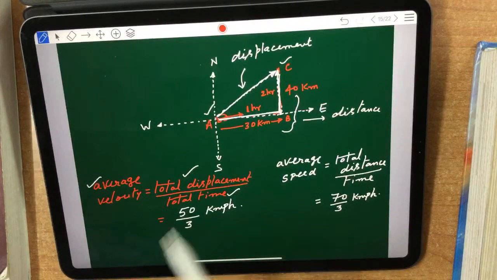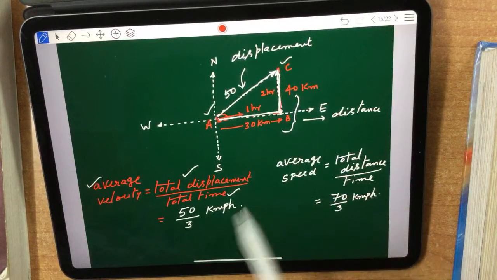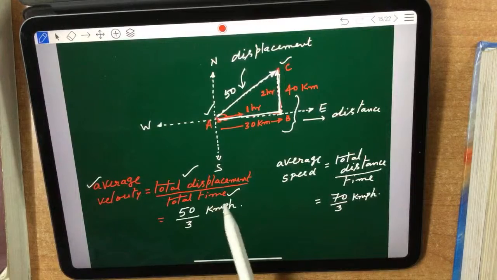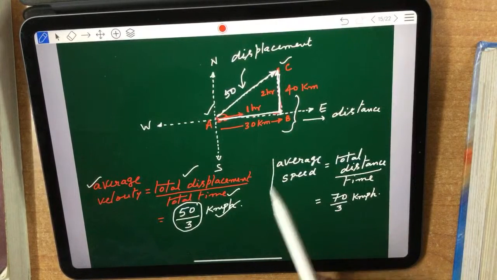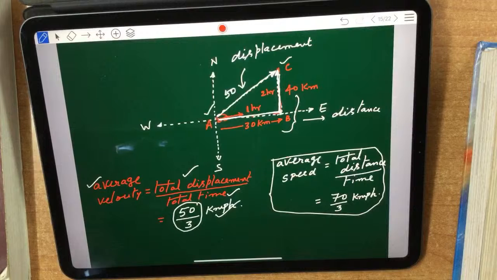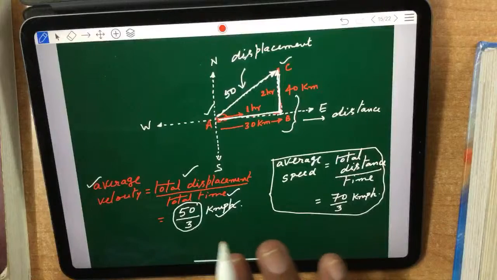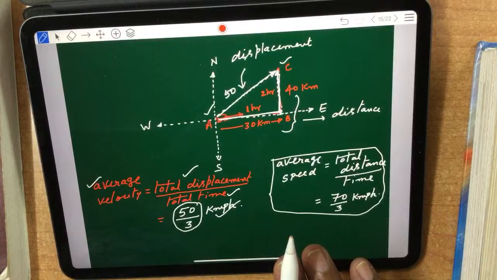Okay. So displacement is only 50, whereas distance is 70. So average velocity is 50 by 3 kilometers per hour. Average speed is 70 kilometers per hour. Okay, fine. So this is a simple concept. I hope everybody is able to differentiate between average velocity and average speed.